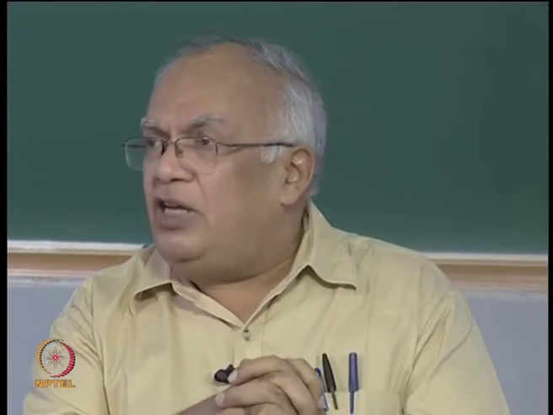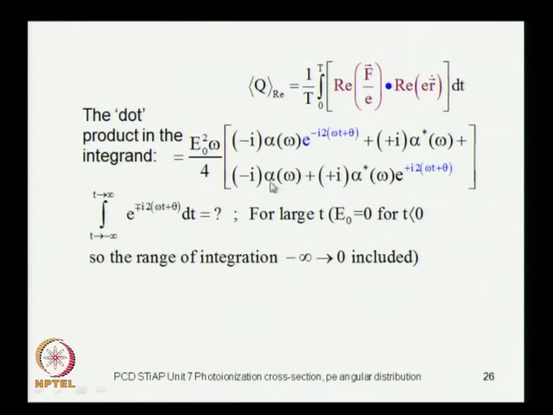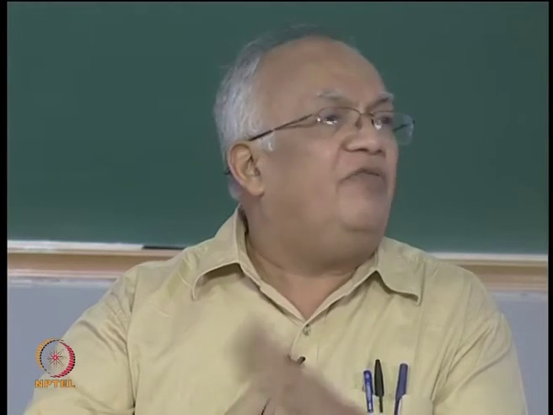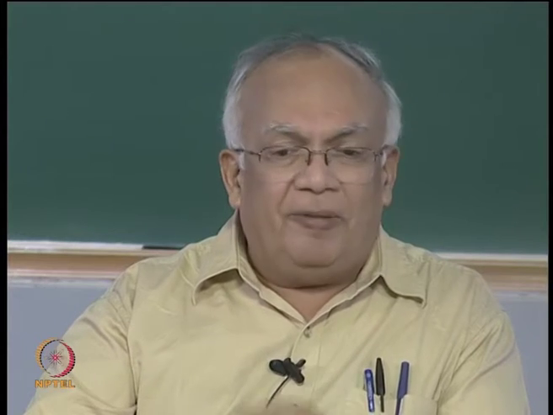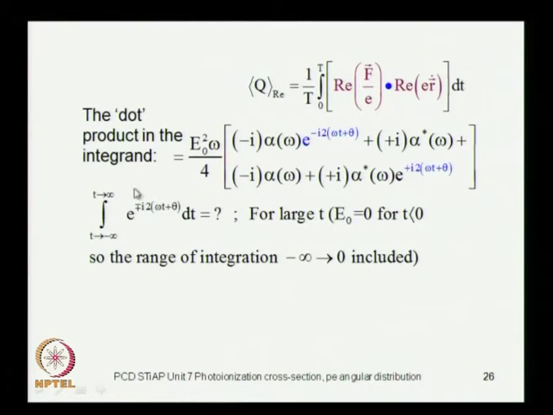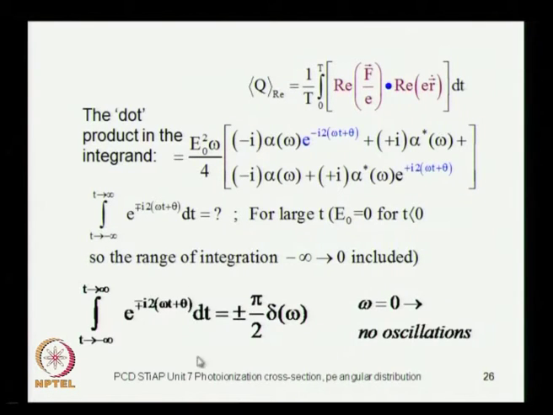So, your integration range is from 0 to infinity, but mind you, all of these quantities are multiplied by E0, but E0 was 0 before t equal to 0, right, there was no electric field which was applied. So, without any loss of generality I can extend the range of integration from minus infinity to plus infinity, giving me the same result, because you are adding a number of zeros to the result. So, it really does not matter, but the advantage is that by extending the range of integration from minus infinity to plus infinity, you recognize that you get a delta function.